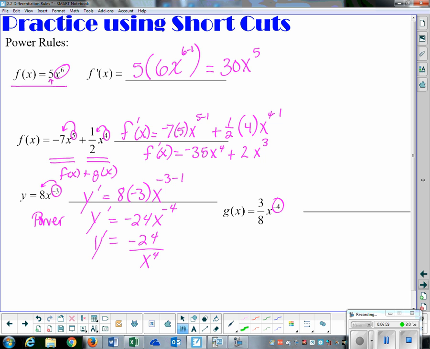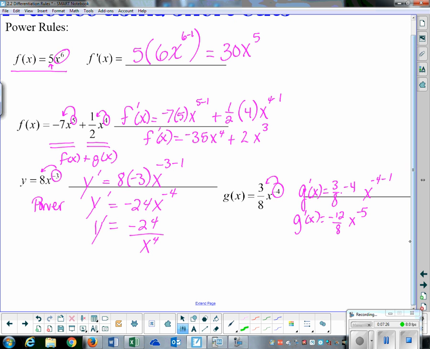Another negative exponent, but it really is treated no differently, right? We just bring the power down. I'm going to have 3/8 times negative 4, and then x to the negative 4 minus 1. Let's rewrite that, simplifying what we can. That'll be negative 12/8, x to the negative 5, and now let's simplify. G prime of x, 4 will go into each of these, so I get negative 3 over 2. And this x to the negative 5th I can drop into the denominator and write it as a positive 5 exponent.